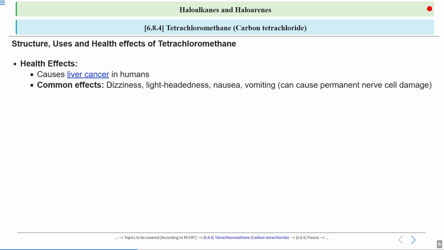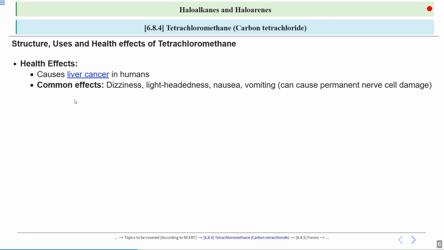The common effects of the exposure of carbon tetrachloride are dizziness, lightheadedness, nausea, vomiting, and it can cause permanent nerve cell damage. So in your brain, it can even cause permanent nerve cell damage if you come in contact with carbon tetrachloride. So these are some common effects of the exposure of carbon tetrachloride.